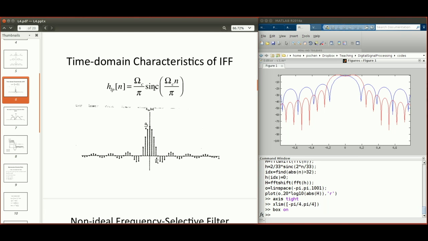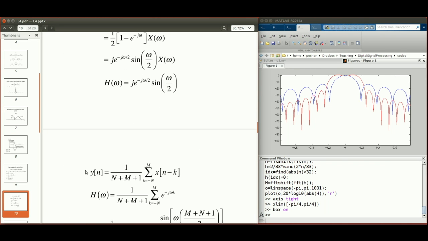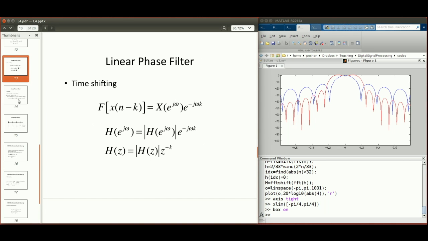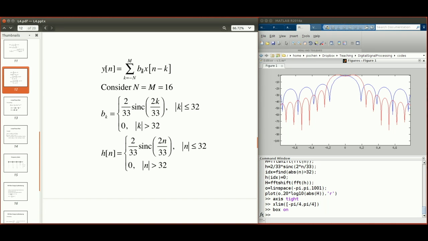That's the raw sinc function. The sinc function does not have a compact support, right? But for this variable weight moving average, its impulse response is still a sinc function, but it's a sinc function only within a limited range of n. So it's a sinc function only for n, the absolute value of n smaller than or equal to 32. And for n larger than 32, its amplitude is exactly 0.